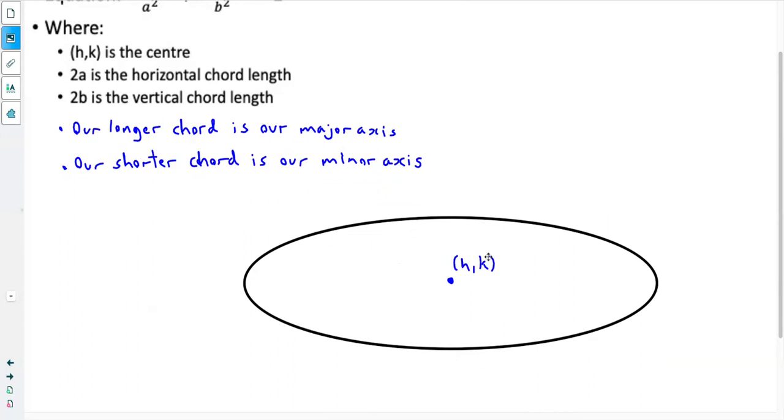Now, the horizontal distance from here to here is a. Horizontal distance from here to here is a, which is why our horizontal chord length is 2a, because we've got a plus a giving us that 2a. Our vertical distance from center to outside is b, and because we've got center up and center down, the distance is 2b.